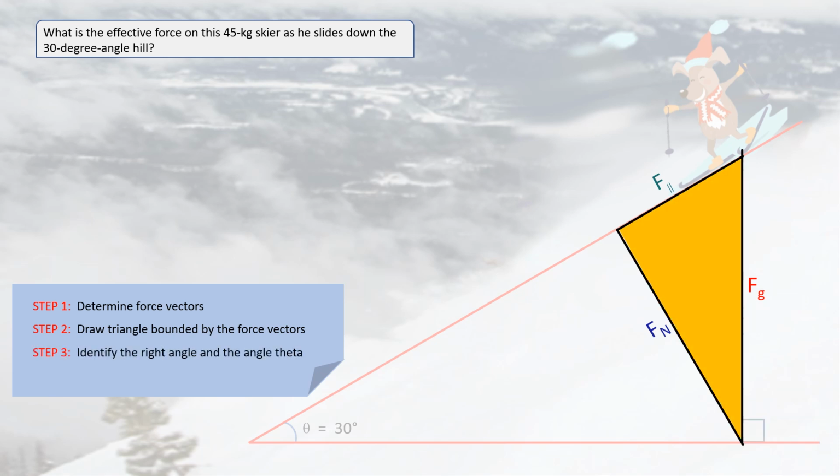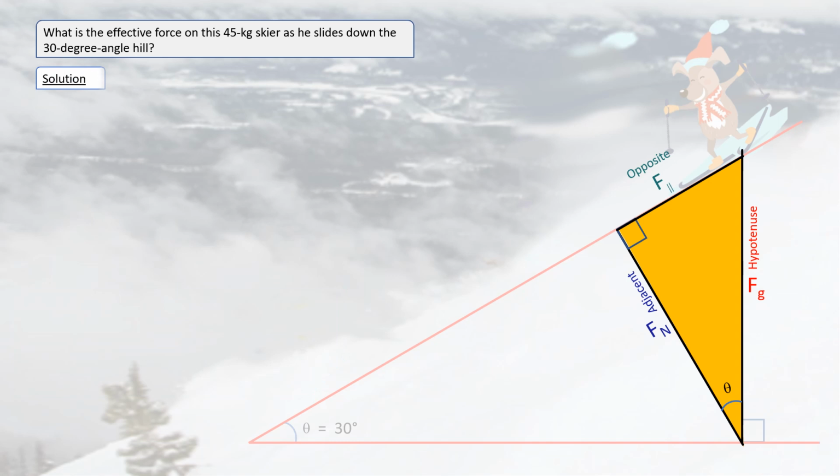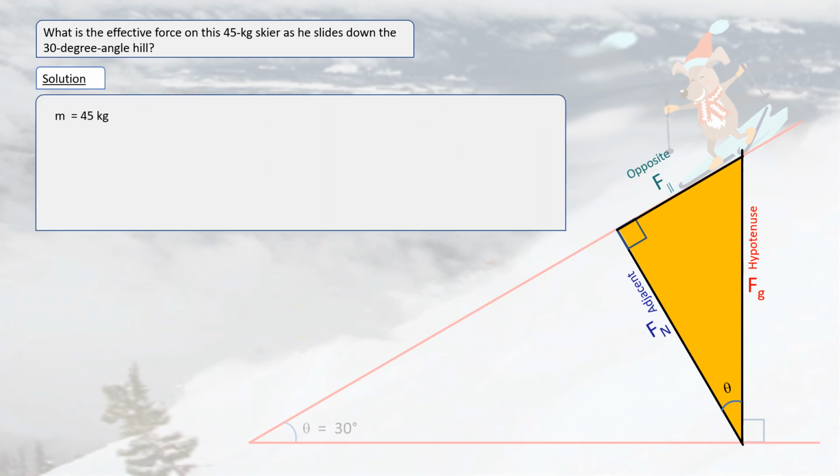Step 3. Identify the right angle and the angle theta. We can prove through geometry arguments that this is the right angle and this is the angle theta. Step 4. Identify the sides. This is the hypotenuse, this is the adjacent side, and this is the opposite side. We start the solution by listing the given information and the variable we are looking for. In this case, it's the effective force. But do recall that the effective force is also sometimes referred to as the parallel force. So in our diagram of the right triangle, we are looking for the opposite side.